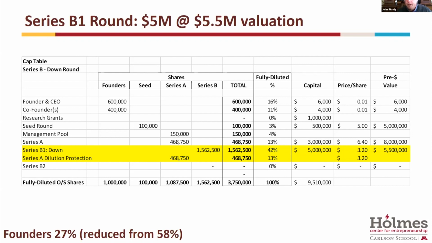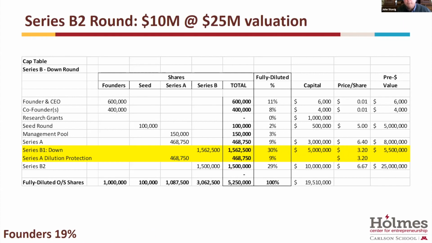So this is a very costly round. As you can see, they give up 1.5 million shares at a lower cost and then almost another 500,000 for the dilution protection. They're giving up 2 million shares, or about 55% of the company. So the founders go from a situation where they used to have something like 58% to where they're now owning a little more than 27% of the company, around a quarter of the company. So this is a costly situation. Thankfully, it happens earlier. If there were more shares outstanding, it could be even more punitive.